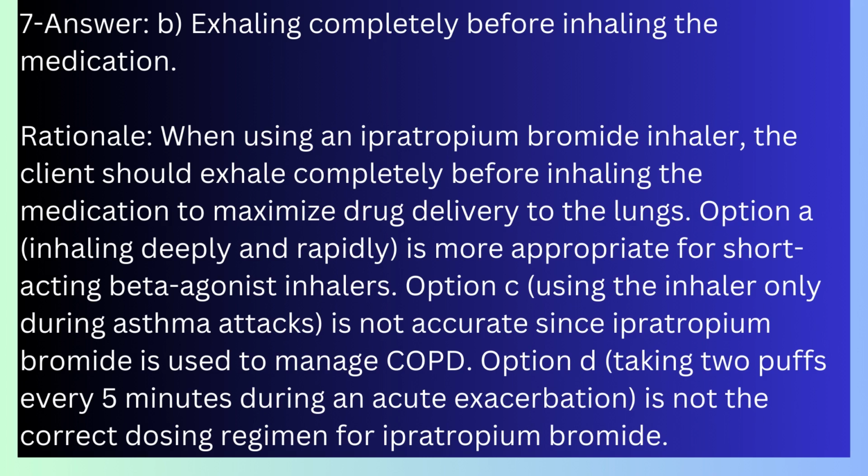Rationale: when using an ipratropium bromide inhaler, the client should exhale completely before inhaling the medication to maximize drug delivery to the lungs. Option A, inhaling deeply and rapidly, is more appropriate for short-acting beta-agonist inhalers. Option C, using the inhaler only during asthma attacks, is not accurate since ipratropium bromide is used to manage COPD. Option D, taking 2 puffs every 5 minutes during an acute exacerbation, is not the correct dosing regimen for ipratropium bromide.